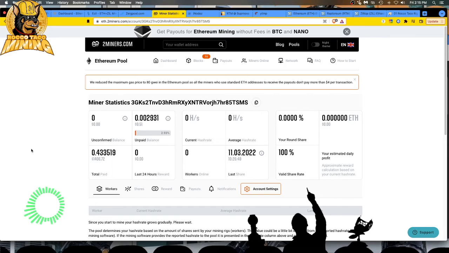So if you're looking to mine Ethereum, while proof of work is still out there for Ethereum before they go to proof of stake, just keep mining Ethereum till you can't mine it anymore. And if you want Bitcoin, this is how you do it.